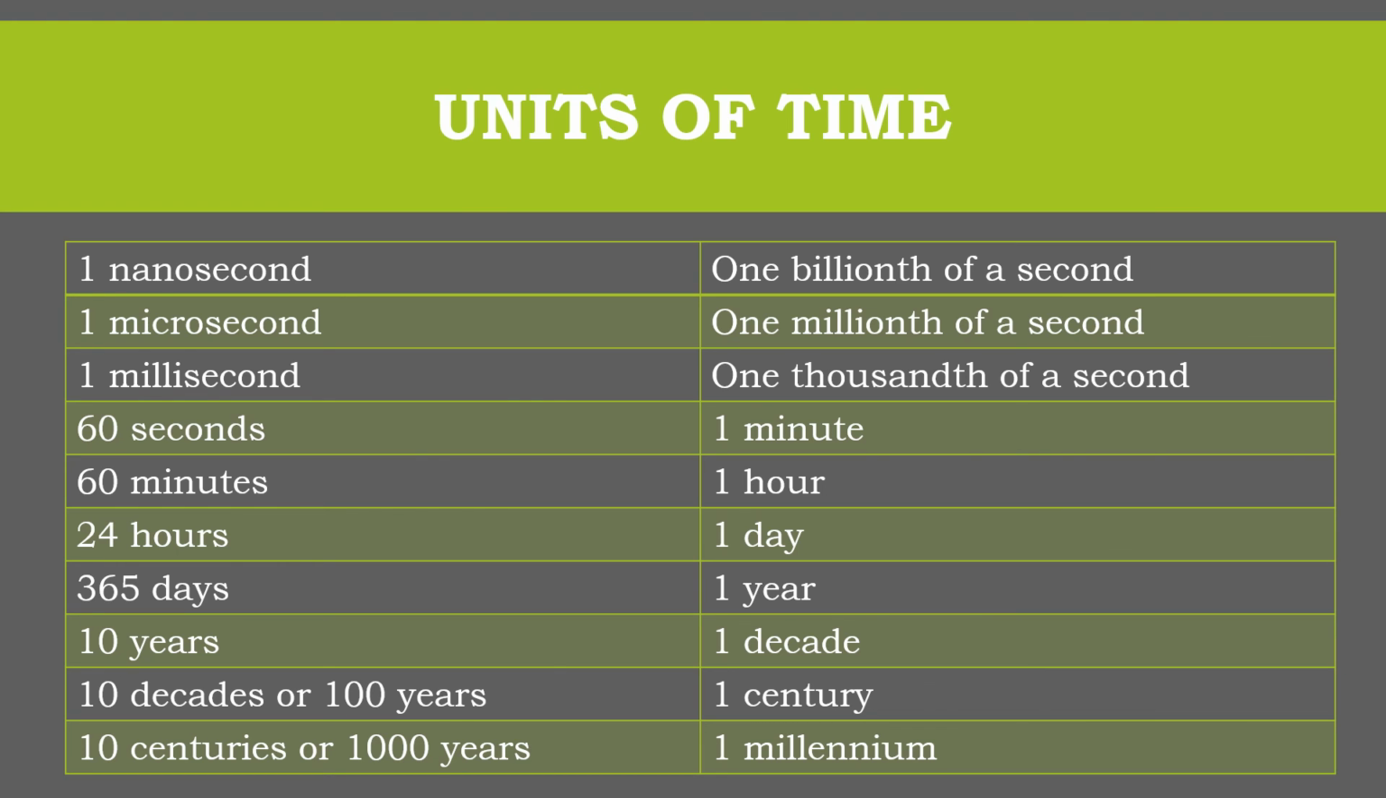24 hours make a day. 365 days make a year. 10 years means 1 decade. 10 decades or 100 years means 1 century. 10 centuries or 1000 years is 1 millennium.